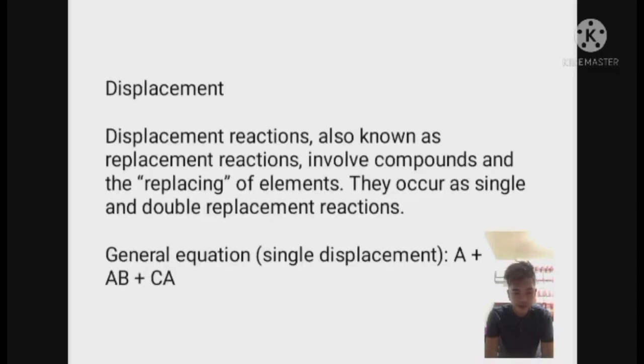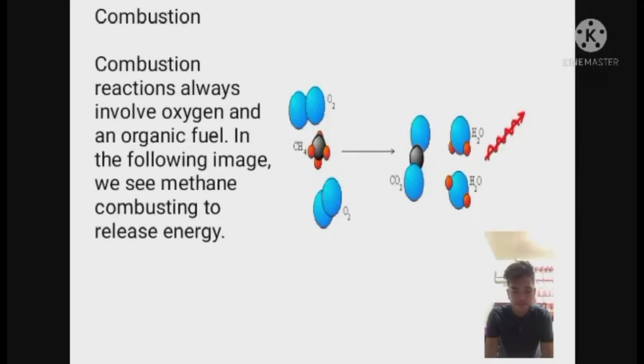Displacement. Displacement reactions, also known as replacement reactions, involve compounds and the replacing of an element. They occur as single and double replacement reactions. Combustion. Combustion reactions always involve oxygen and an organic fuel. In the following image, we see methane combusting to release energy.